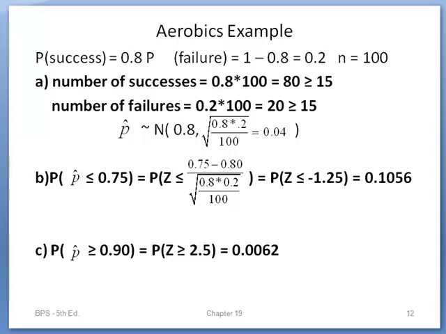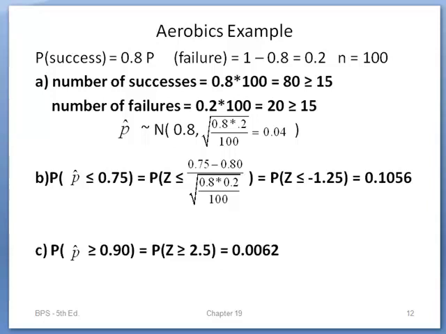So first we're going to take this problem and we're going to say, okay, great. Let's first of all make sure that we can do this. Is the number of failures and successes greater than or equal to 15? Or we could do the n times, that both are 10 or more. Well, we see that they are both over 15, so we're fine.